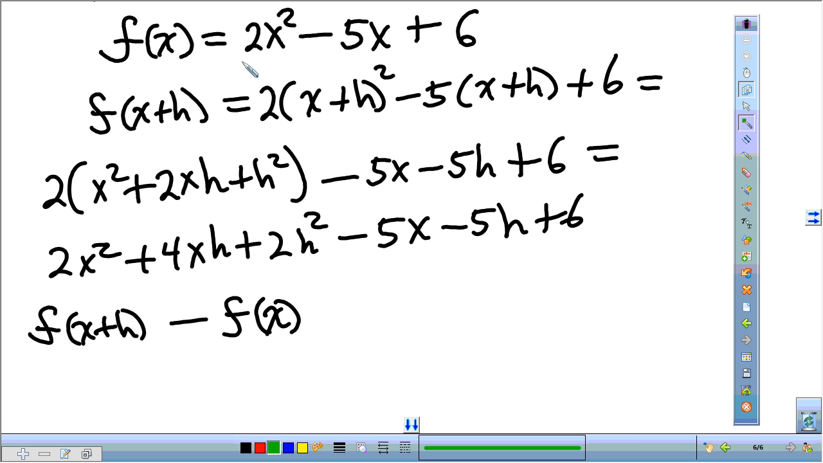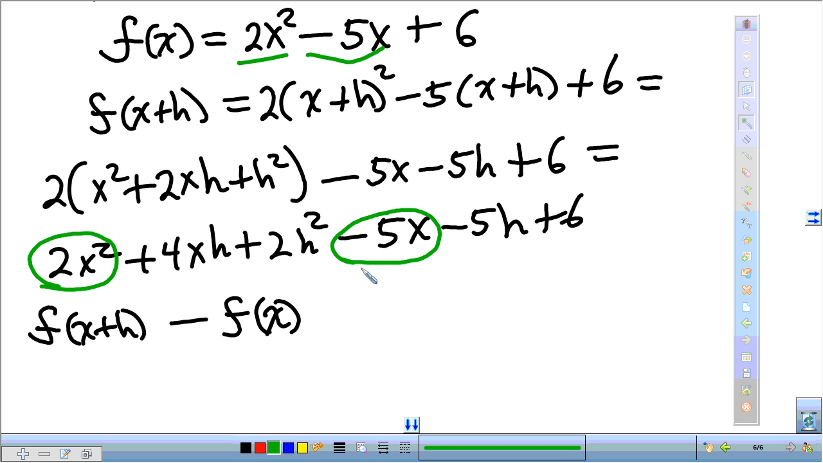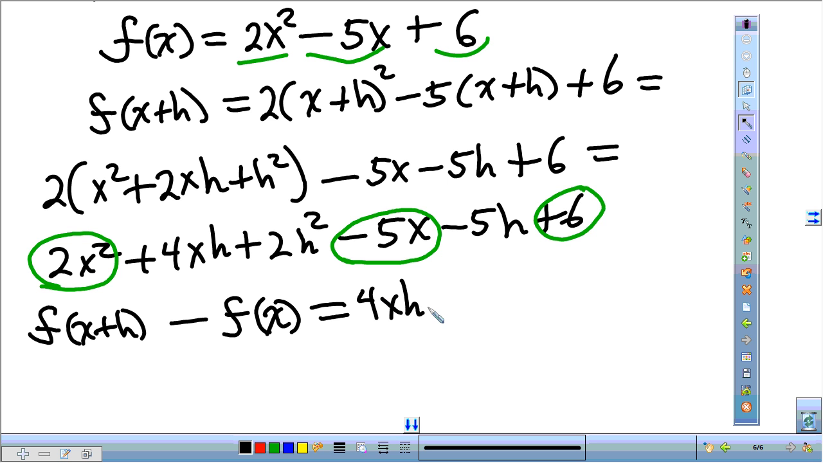So if I'm subtracting 2x squared, that would be this term. So 2x squared minus 2x squared. I would subtract the minus 5x from this expression. And also subtract the 6. So that would leave just 4xh plus 2h squared minus 5h.